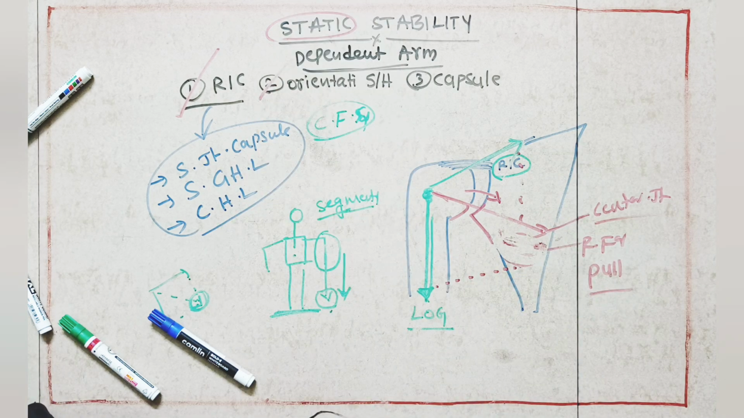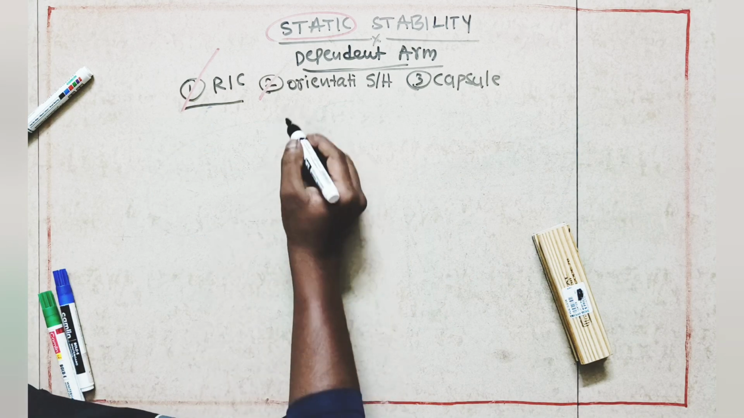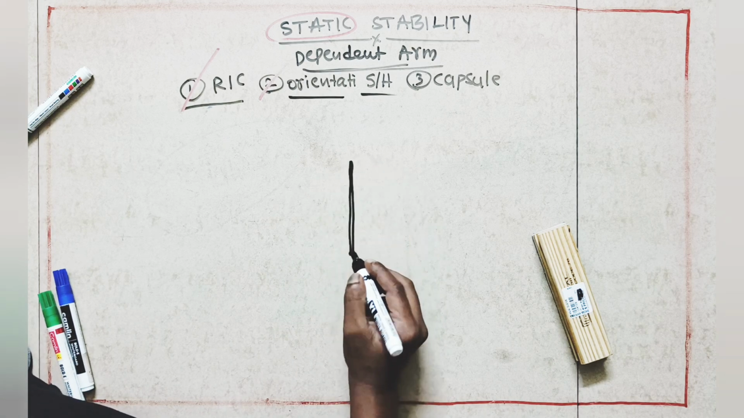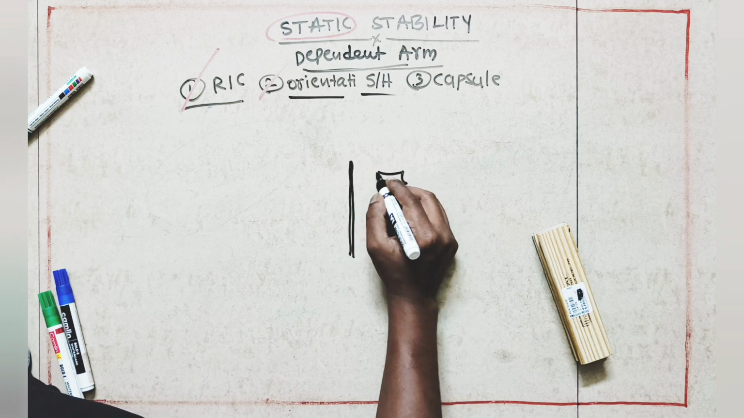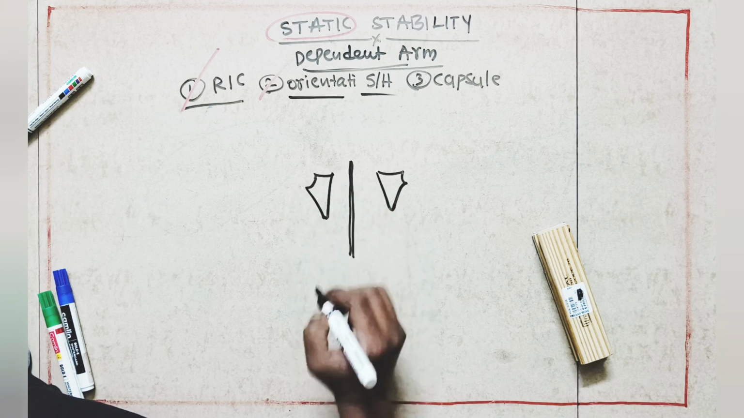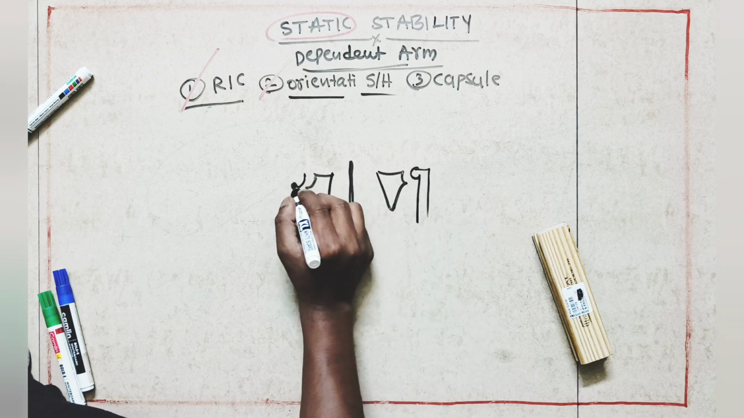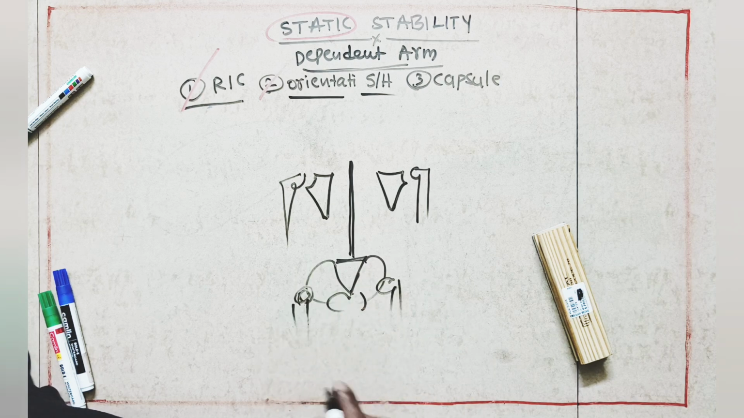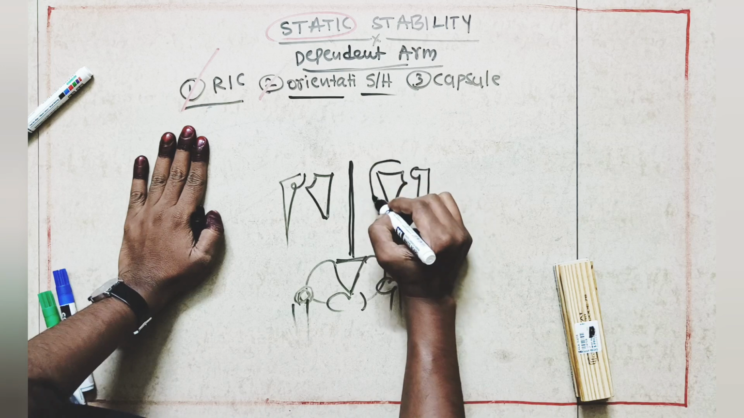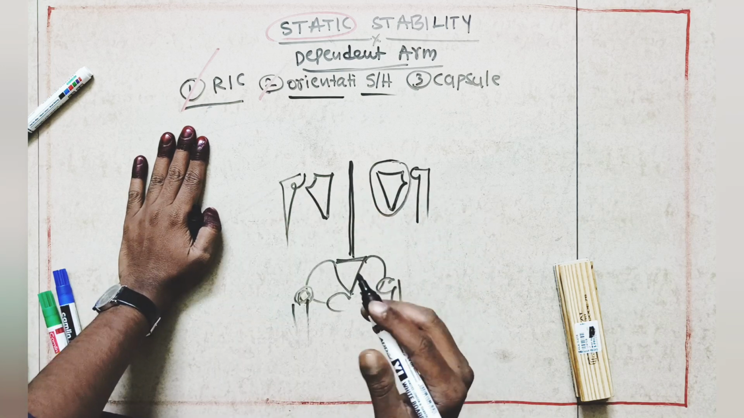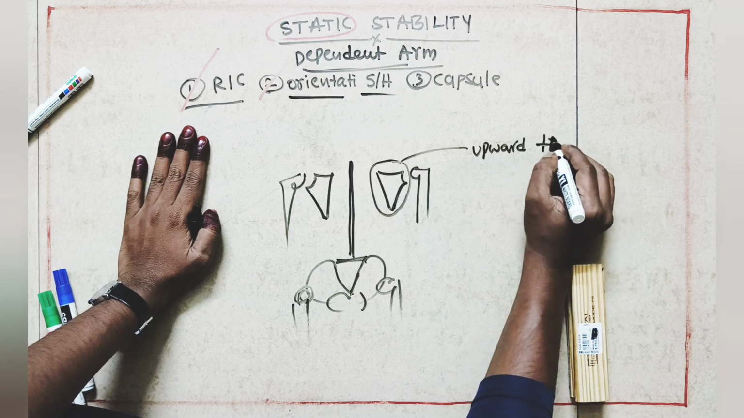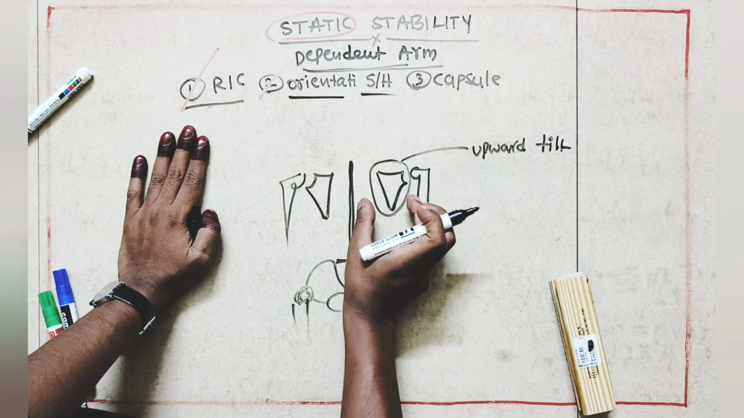Second, we will come to the orientation of the scapula and humerus. Suppose we see this is the spine, and we are seeing posteriorly. This is the spine, and the scapulas will be like this on the patient. Here the humerus will be there, and here we will have the sacrum, hip bones, and the femur bone. So this is what we see posteriorly. Here, if we observe the orientation of the scapula, it will be an upward tilt. The scapula will be tilting a little upward.